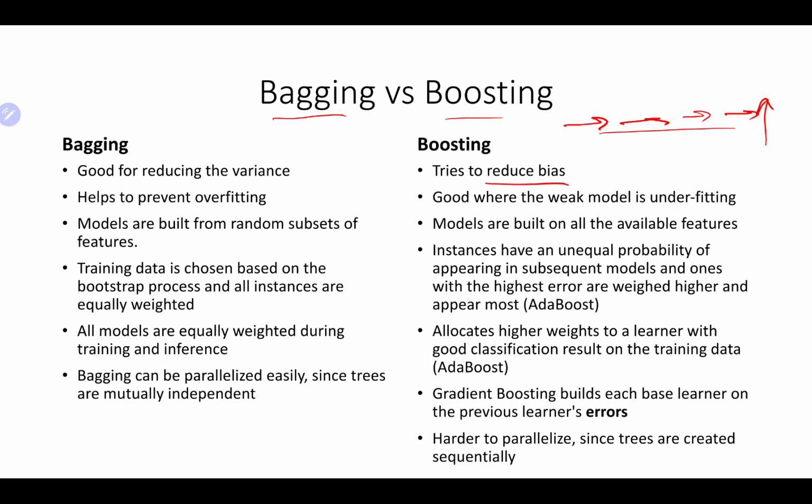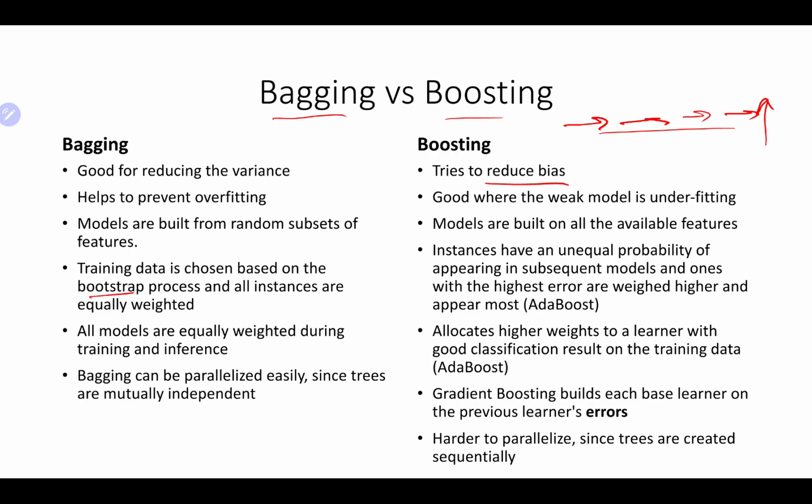In bagging, the training data is chosen based on the bootstrap process and all instances are equally weighted. In AdaBoost, the instances have an unequal probability of appearing in subsequent models, and ones with the highest error are weighted higher and appear most. In bagging in random forest, all models are equally weighted during training and inference. In AdaBoost, we have something called the weights, the alpha value we just talked about. It allocates higher weights to a learner with good classification results on the training data.